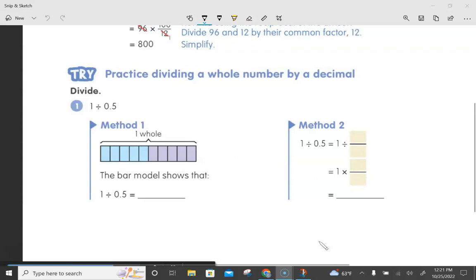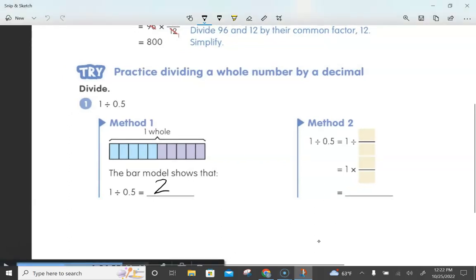And now you got to figure out how many 5/10 sections are in one whole. So we can see 1, 2, 3, 4, 5. That's one 5/10 section. And then 1, 2, 3, 4, 5. That's a total of two 5/10 sections. So we have 1 divided by 5/10 is 2. So in other words, trying to figure out how many 5/10 are in 1.